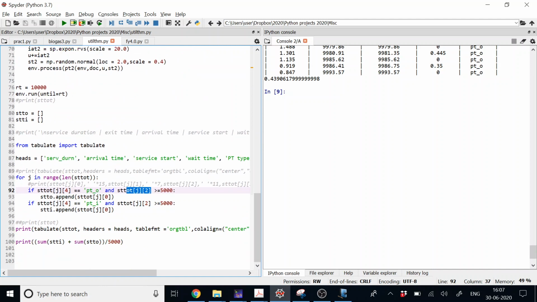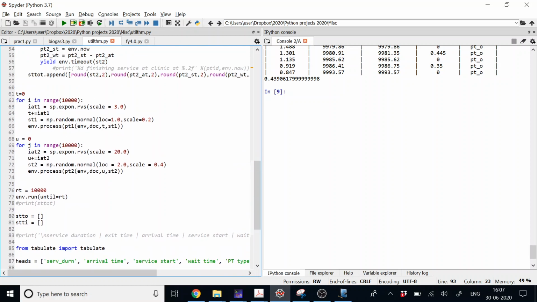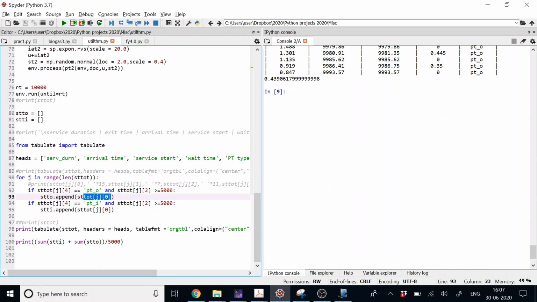So for all patients whose service starts after 5,000 units of time, I record their service times, which is what is recorded here, and then I sum it up for both types of patients and divide by the total amount of time for which the server is available. So this is the total amount of time for which the server is engaged, divided by the total time the server is available, which is going to be your utilization. And so I report the outcome of interest, which is utilization here.